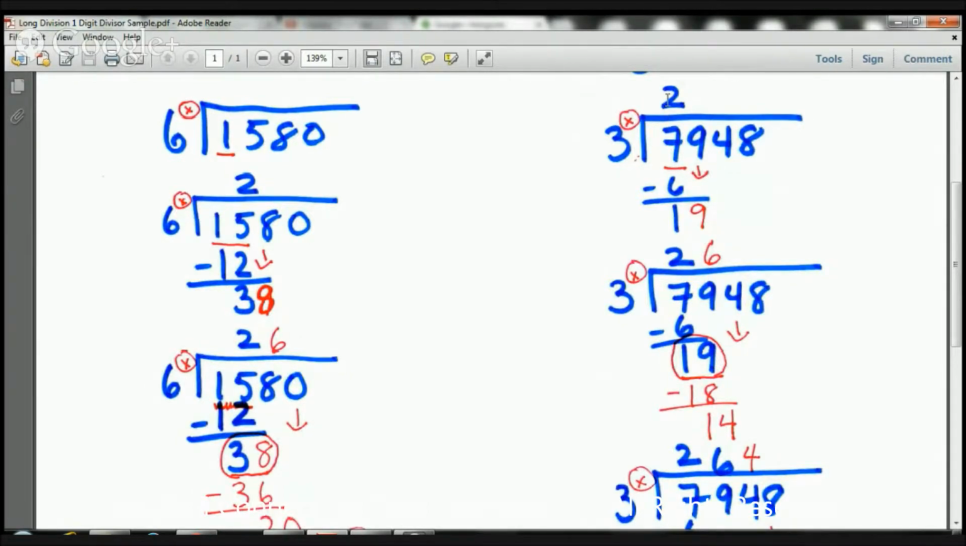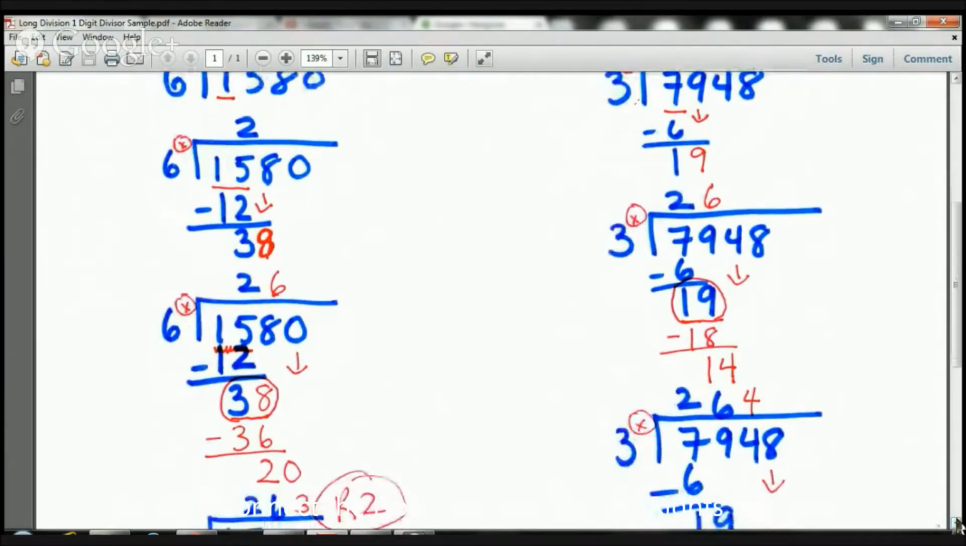Because if I use 3, 3 times 3 is 9. I passed it. I can't use 3. I have to get as close to it as possible without going over, okay? So 3 times 2 is 6. I put my 6 down here, my minus sign, my line. 7 minus 6 is 1. Once I have that, then I go to the next digit. I drop it down. Now I have 19. Okay, let's take a look at the next step.